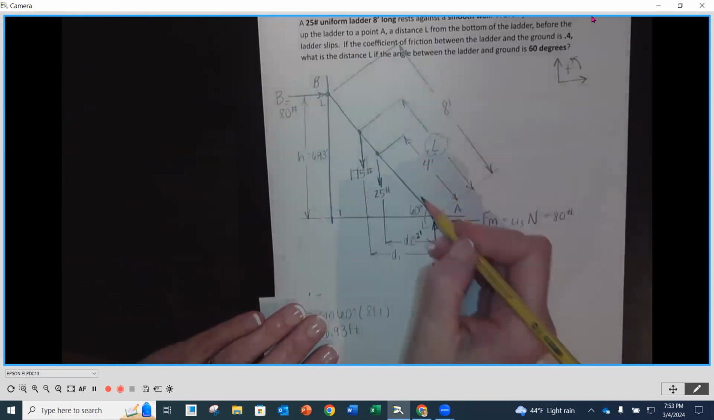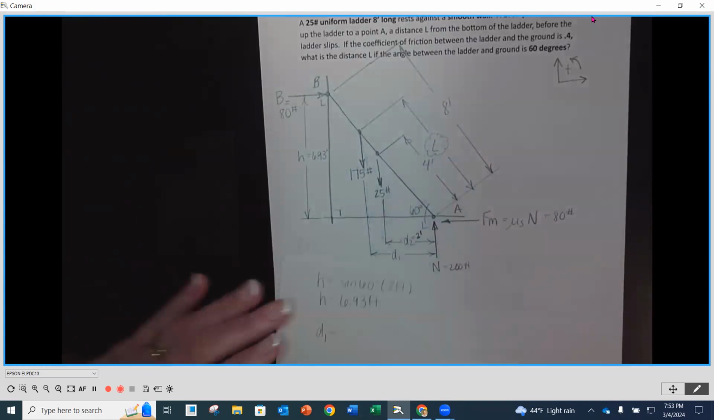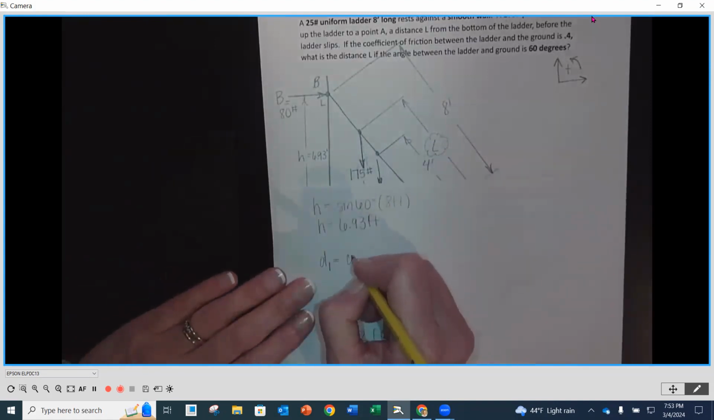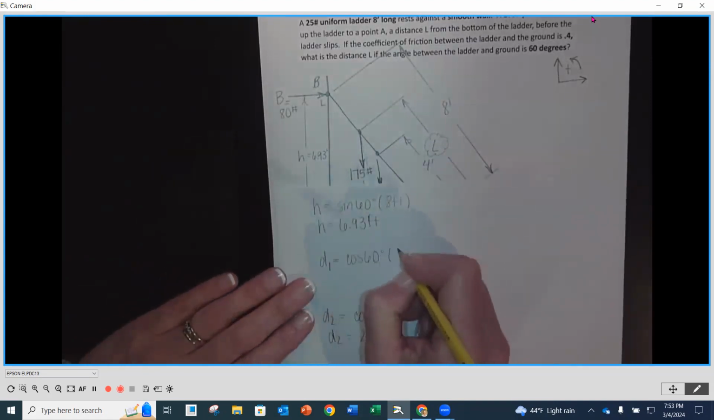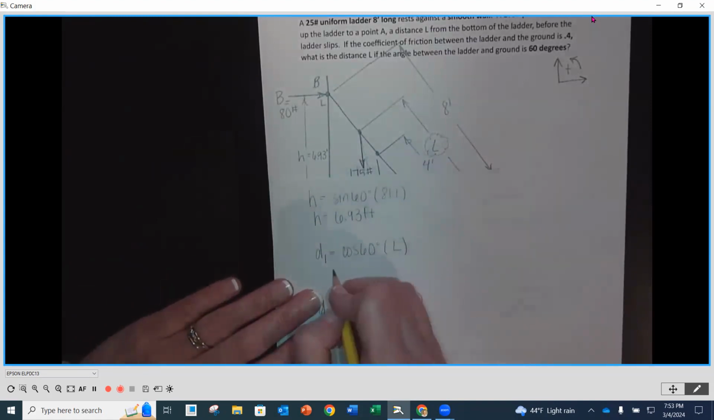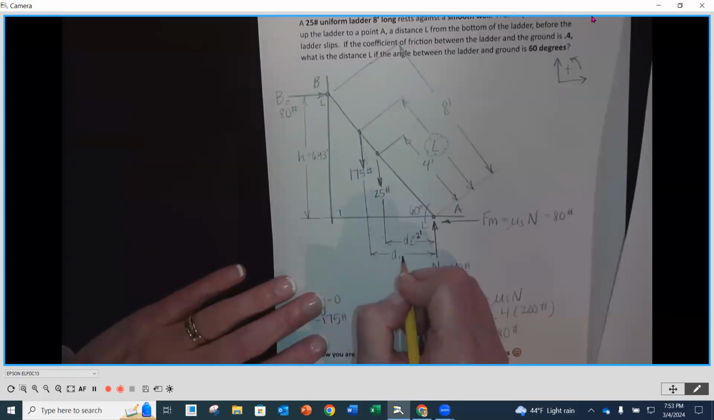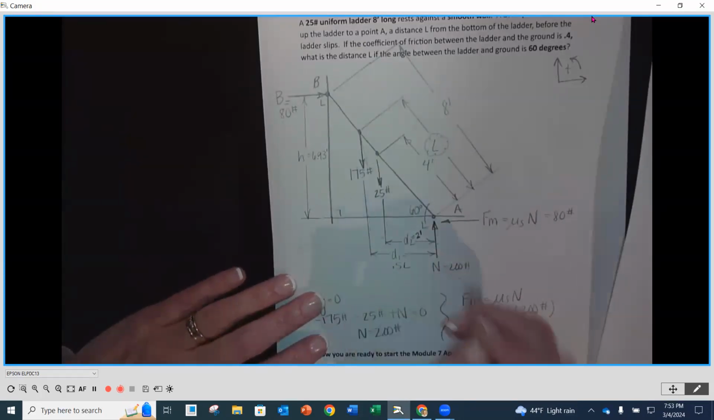D1's hypotenuse is L, right? And that's going to also be the cosine of 60 degrees times L. So we know exactly that. Thank you, Josh. D1 is going to be equal to 0.5 times L. So D1 is equal to 0.5 L.